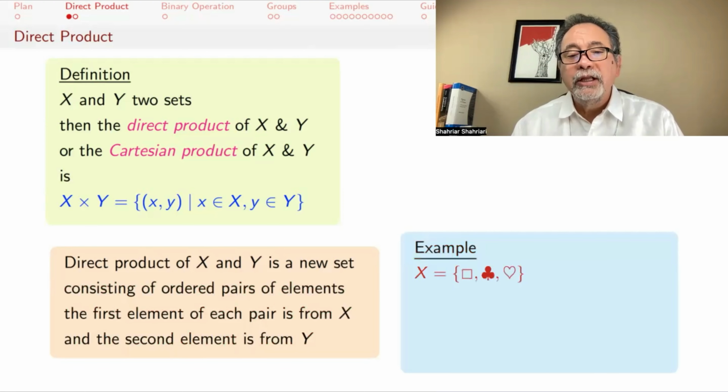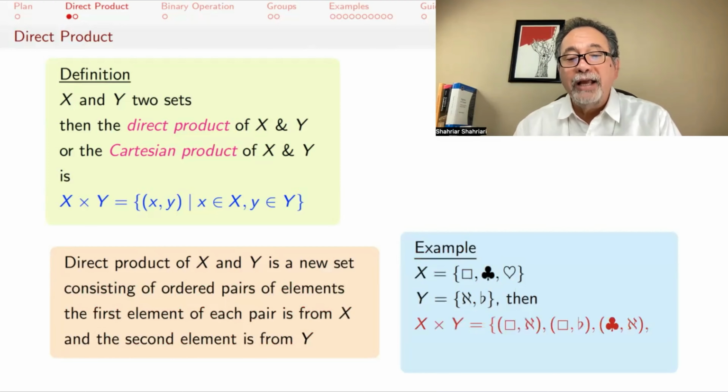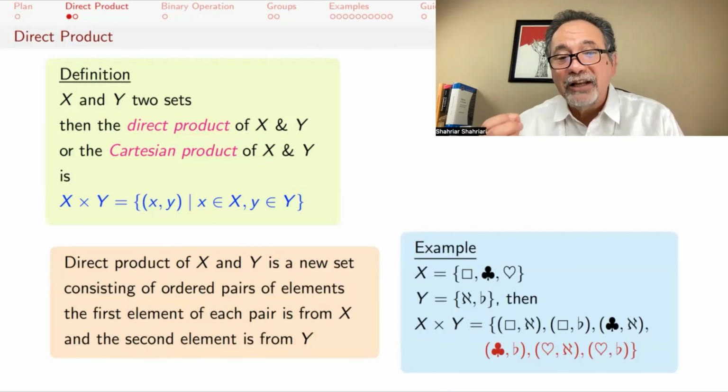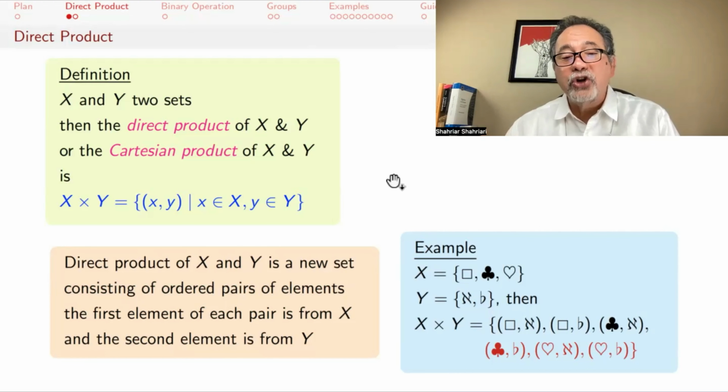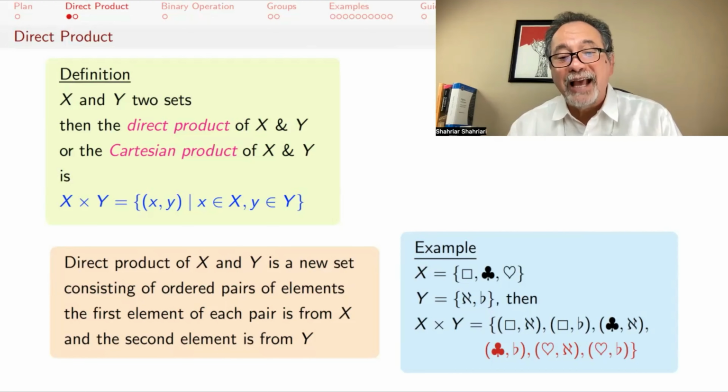Here's an example. X is these three objects here, and Y is these two other objects. When I find X cross Y, I'm going to find pairs of elements. In the first entry, I put something from X, and in the second entry, I put something from Y. And these are all the things that I get, because there's three things in X and two things in Y. I will get 3 times 2, 6 elements. So X cross Y here is a set with 6 elements, and these are it.